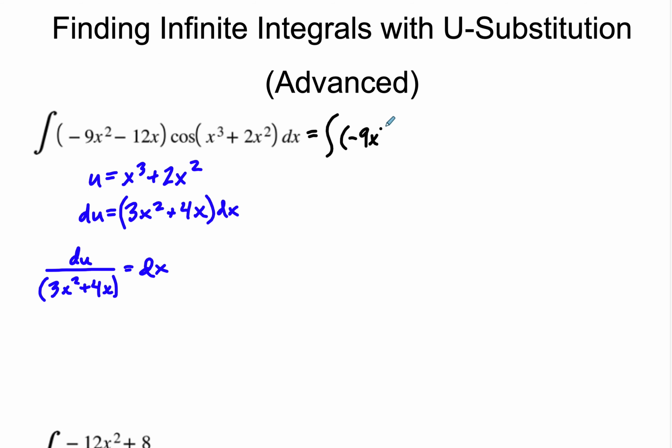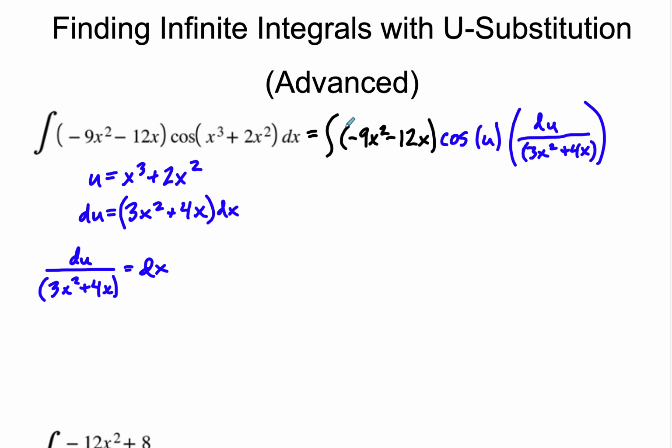So we got negative 9x squared minus 12x. And then we have cosine of u. And then for dx, we're going to write du over 3x squared plus 4x. Okay, now here's where this one gets tricky, right? We can't just cancel this out. We need this to be 3x squared plus 4x. But notice, you can divide something out of this so that that happens. So if I factor out a negative 3 here, I can make this work. Okay, so let's do that.